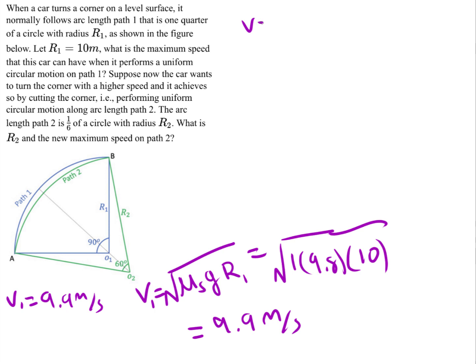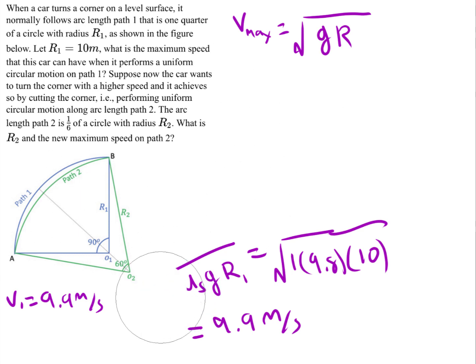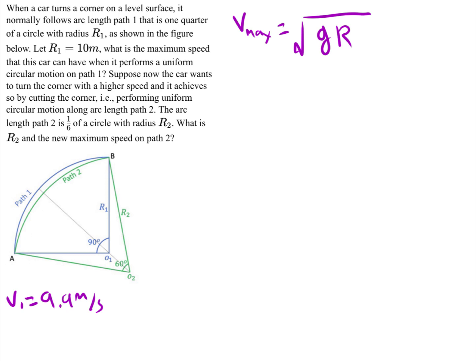The maximum velocity is going to be equal to the square root of gr. I got rid of the static friction coefficient because the maximum possible static friction coefficient is simply 1, so it can just be neglected here, since multiplying by 1 doesn't make a difference. So that's our first part.